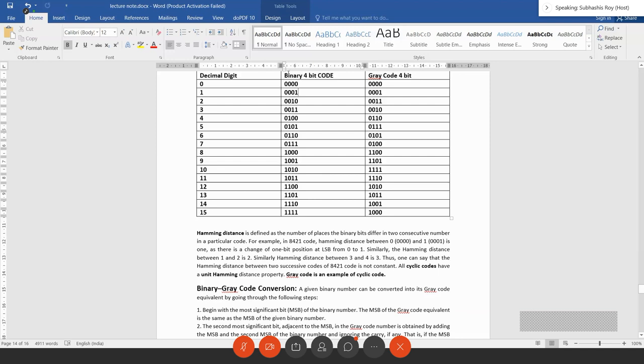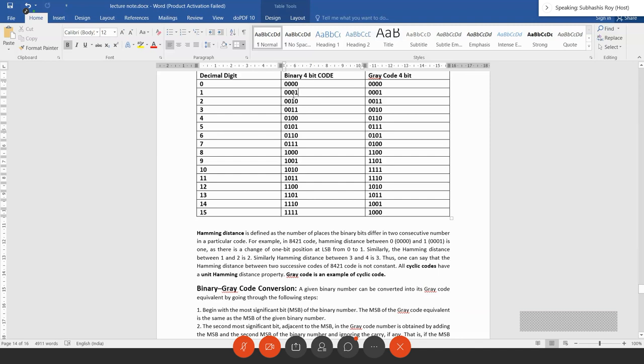Now for a binary 4-bit code, how to calculate Hamming distance? I need to check for each and every consecutive pair. So for 0 and 1, the Hamming distance is 1. Now calculate the Hamming distance for 1 and 2. What will it be? You need to see how many bits change from 1 to 2. From 1 to 2, two bits are changed. You see, one bit went 0 to 1 and another went 1 to 0.